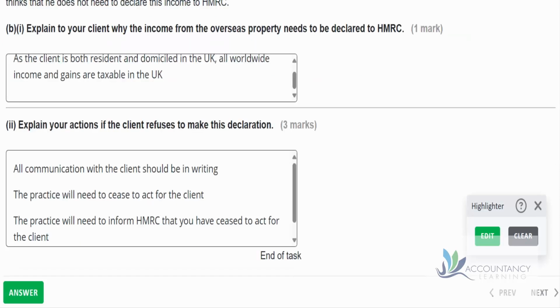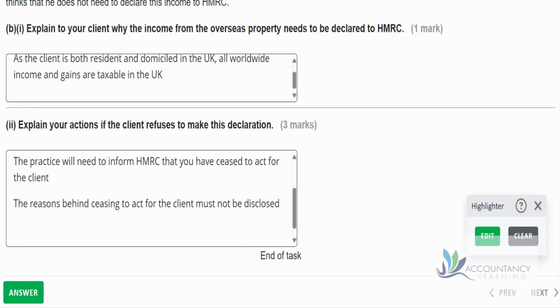As we stop working for the client, we'll need to inform HMRC that we have ceased acting for them. So this is to make sure that we're transparent, that they know what's going on. However, to maintain confidentiality, we cannot say why we are not working for them anymore. So we cannot disclose the reason why we're ceasing to act for them. So it'll be up to HMRC to talk to the client and find out what's going on.